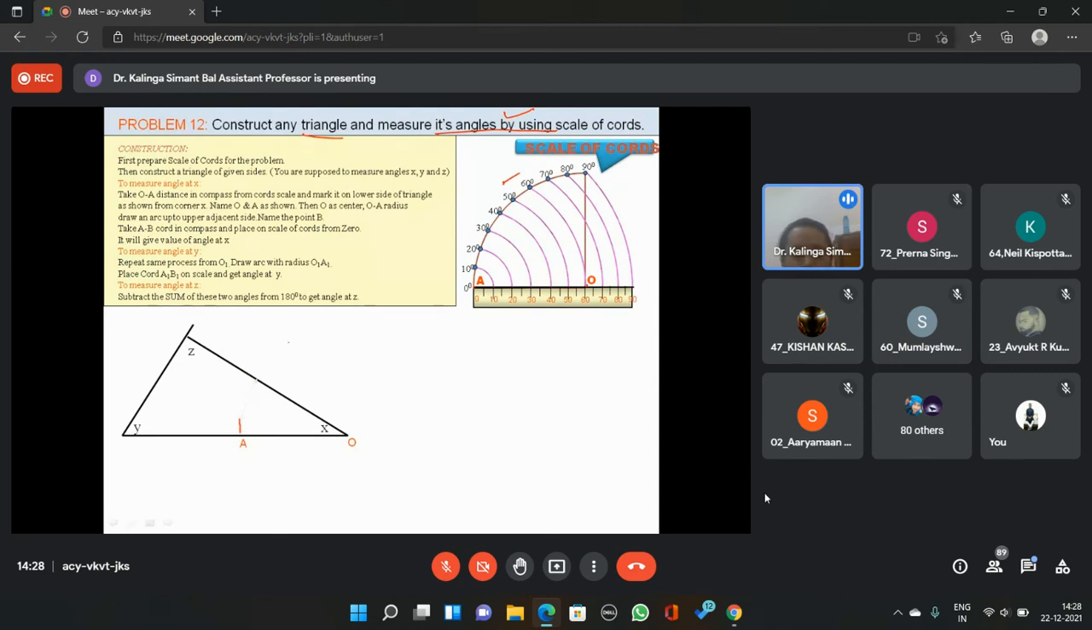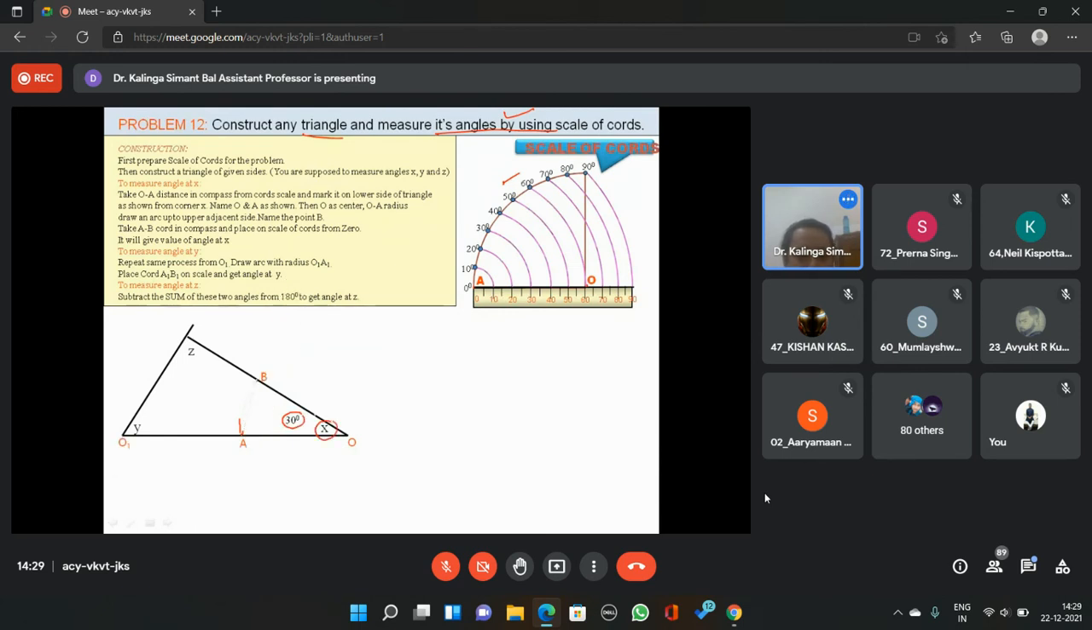Once we have drawn that arc, we label the other point where it meets as B. Then we see the length of this arc. We take a divider, measure from here to here, and place it on the scale starting from A. If I place the scale from 0, which is from this end, because this angle starts from here, I measure 30. So 30 degrees is the angle associated with X.